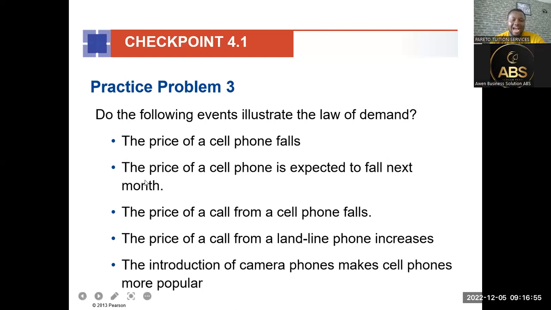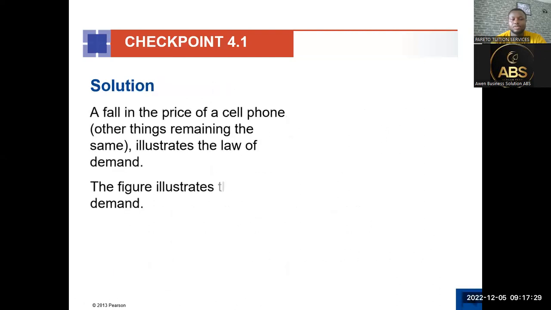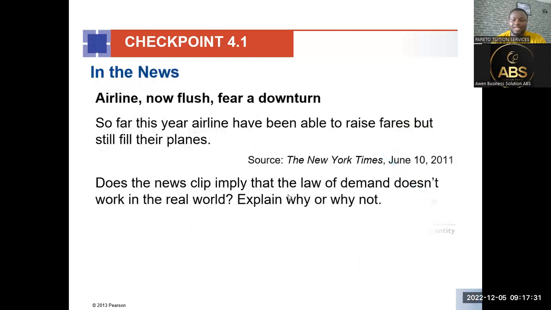But if you look at the other ones, all those were as a result of changes in the other factors affecting demand. So expectation of future prices, changes in the price of complements and substitutes, and then an increase in the taste for the good. All these ones, we're not dealing with a change in price. So it's only the price of the cell phone falling that actually illustrates the law. Are we together? Yes. Okay. All right. So all the other events do not do that.